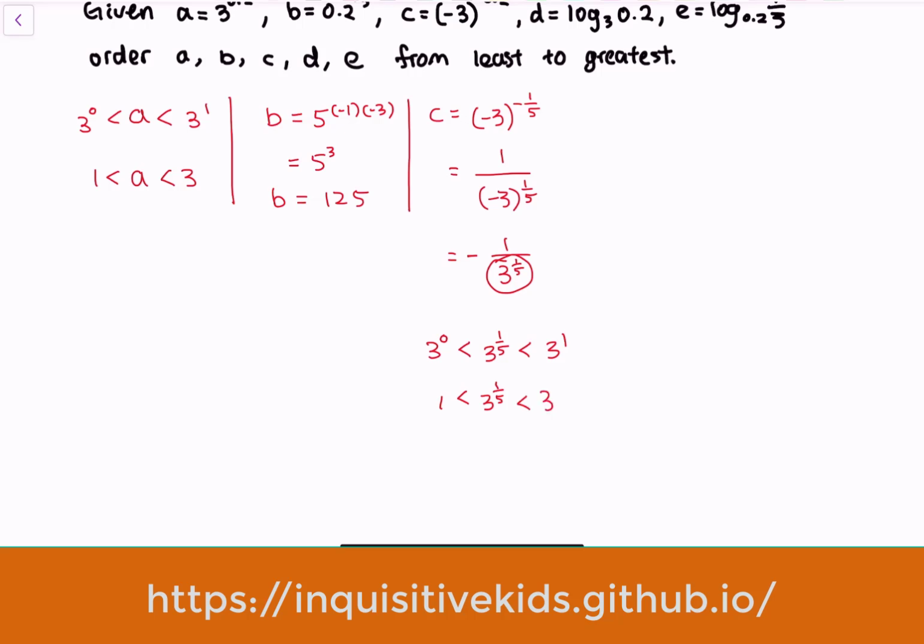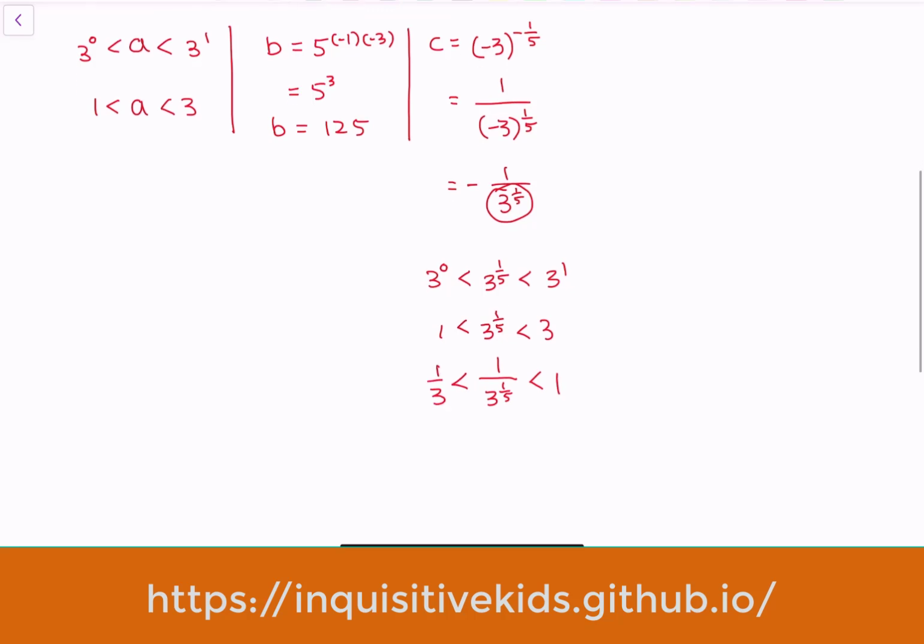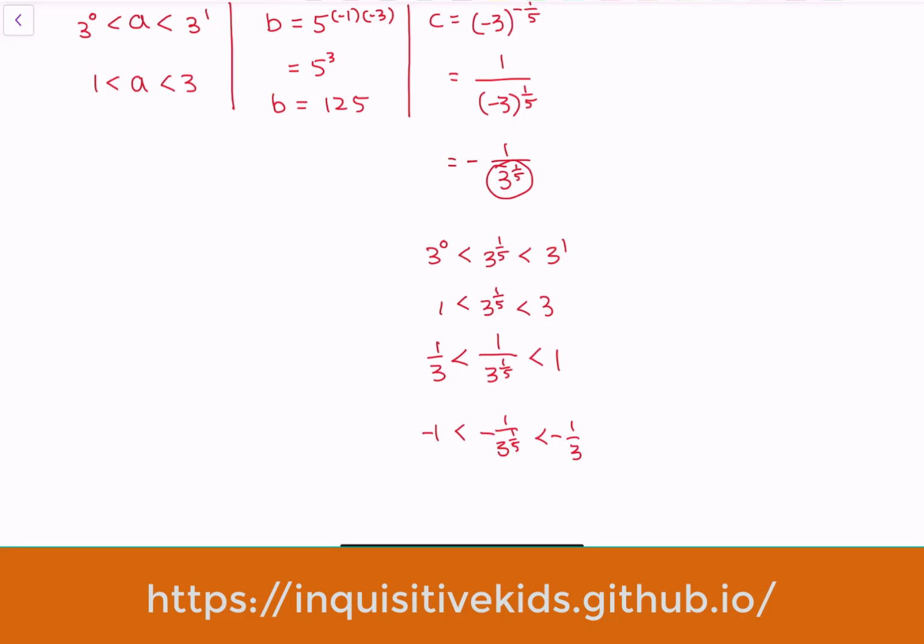Now we just have to find where this entire value of c lies. So we take the reciprocal of it, we would get 3 to the 1/5 on the bottom is in between 1/3 and 1. And finally, we take the negative of it. So now we see that c has a value between negative 1/3 and negative 1.